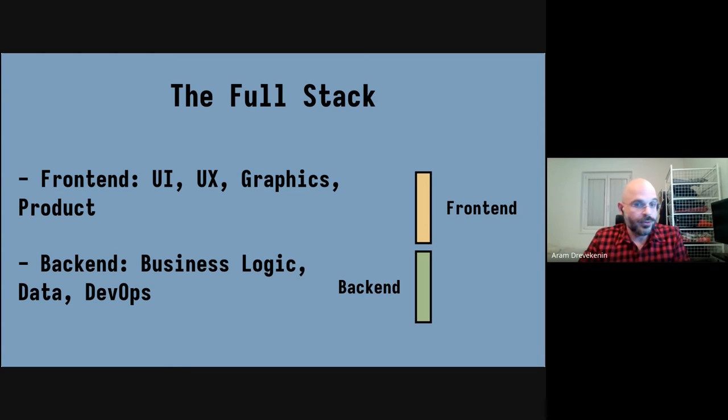Then connected through an API, we have the back end. This usually runs on the server, or these days in the cloud, or Lambda functions, or what have you. This contains the business logic, the data layer, and the DevOps, all the CI and the application infrastructure side of things.